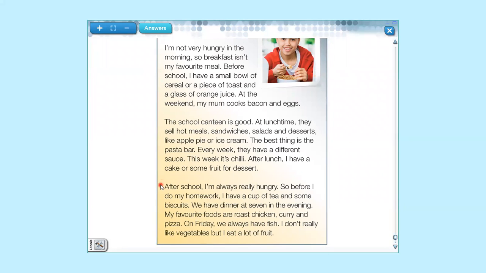Okay, after school, I am always really hungry. So before I do my homework, I have a cup of tea and some biscuits. We have dinner at 7 in the evening. My favorite foods are roast chicken, curry, and pizza on Friday. We always have fish. I don't really like vegetables, but I eat a lot of fruit.